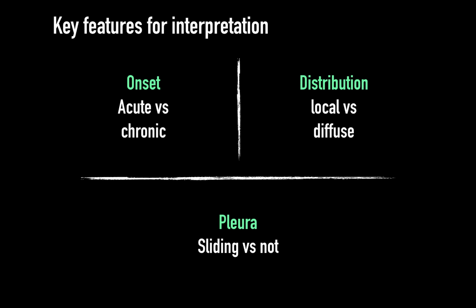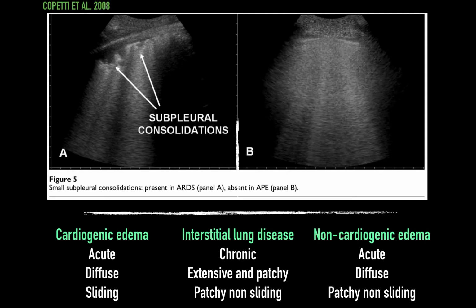Many nuances go into interpretation of lung ultrasound, and these are three key ones. Is the onset acute or chronic, which is partly based on clinical history, but also sequential exams? Is the distribution local or diffuse, which requires a full exam? And is the pleura sliding, or is it not? Or are there areas where the lung is spared? The three most common causes of extensive B lines or interstitial pattern are cardiogenic or non-cardiogenic edema, as well as interstitial lung disease. Both types of edema tend to be diffuse, while interstitial lung disease is extensive but often patchy.